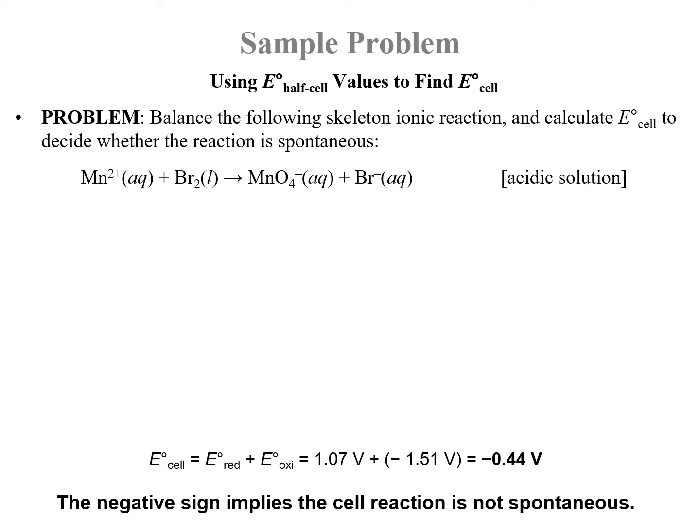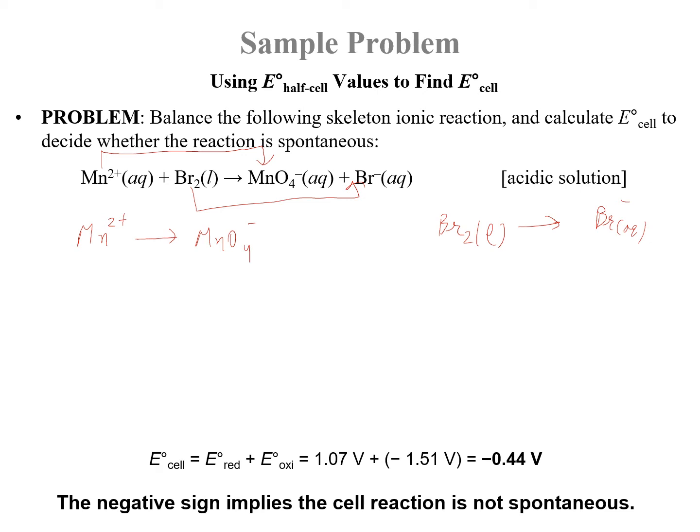Okay, ignore the answer that you're seeing at the bottom, but let's start balancing our reaction. So if I'm balancing like this, one half would be manganese 2 plus getting converted to MnO4 minus, and the second half would be Br2 liquid getting converted into Br minus aqueous.